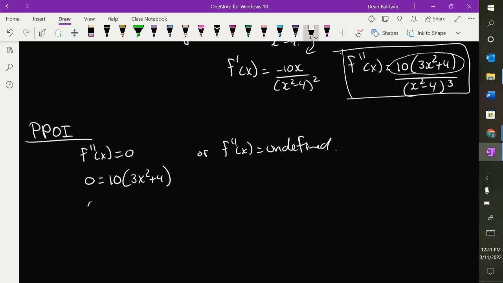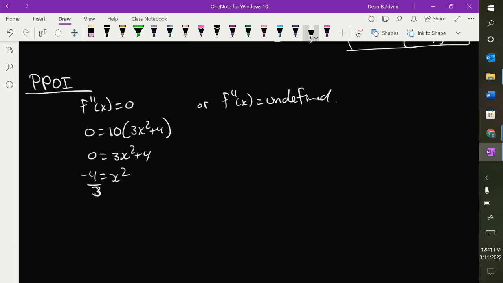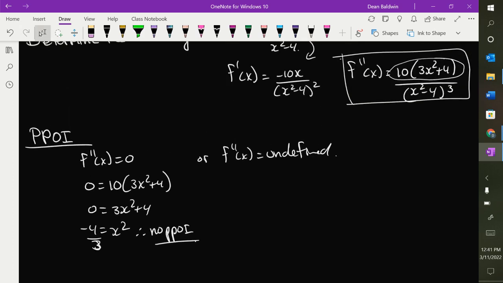Divide off the 10, you get 0. With the 4 over, you get negative 4. Divide off the 3, you get negative 4/3 x squared. So then you would want to square root it. The problem is that's a negative, so you can't do that. Therefore, no PPOI.